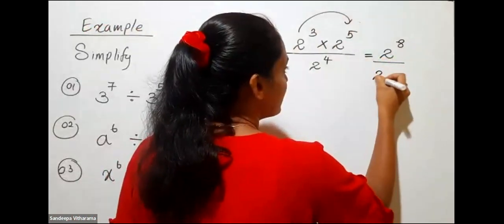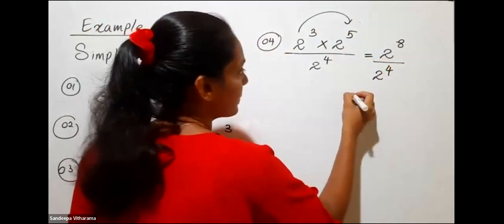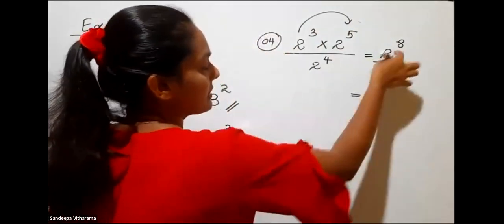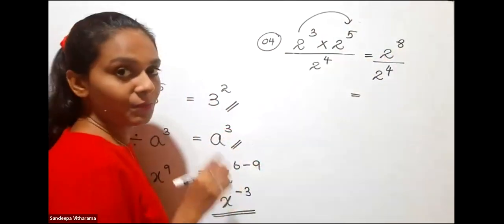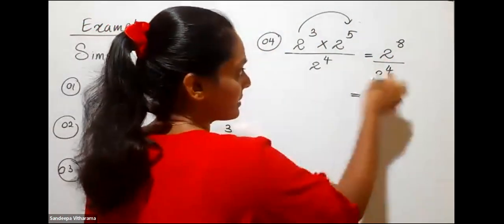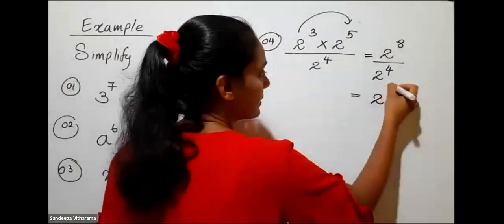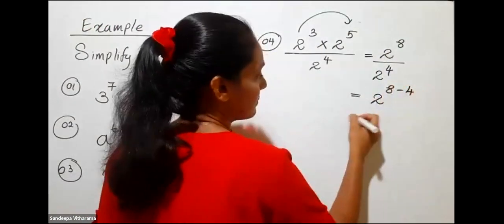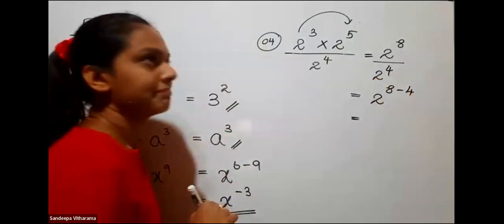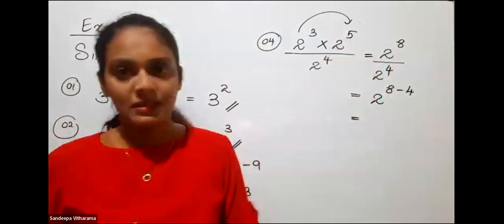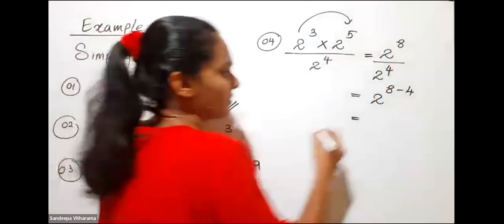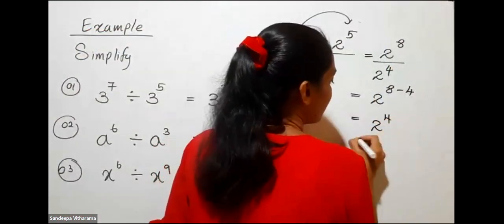This is divided by 2 to the power of 4. And now it is the division of powers with same bases. Therefore, we subtract the index of the denominator from the index of the numerator. So, the answer is 2 to the power of 4.